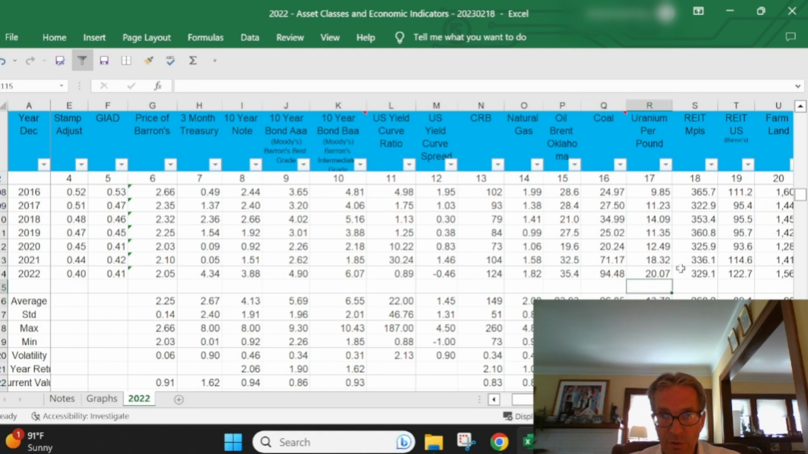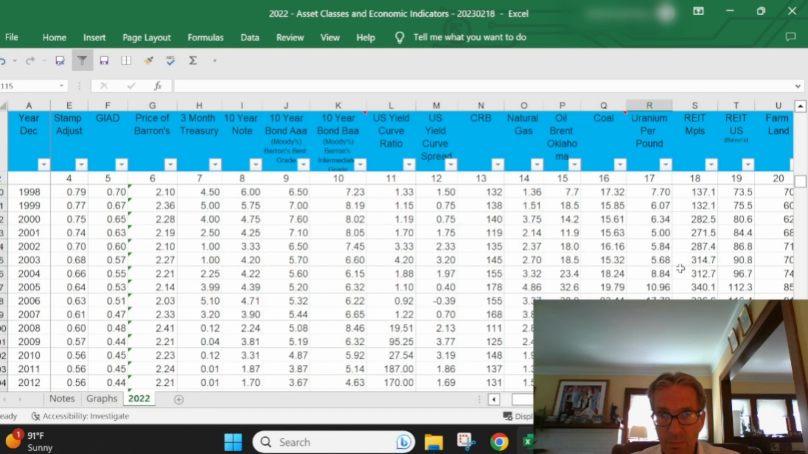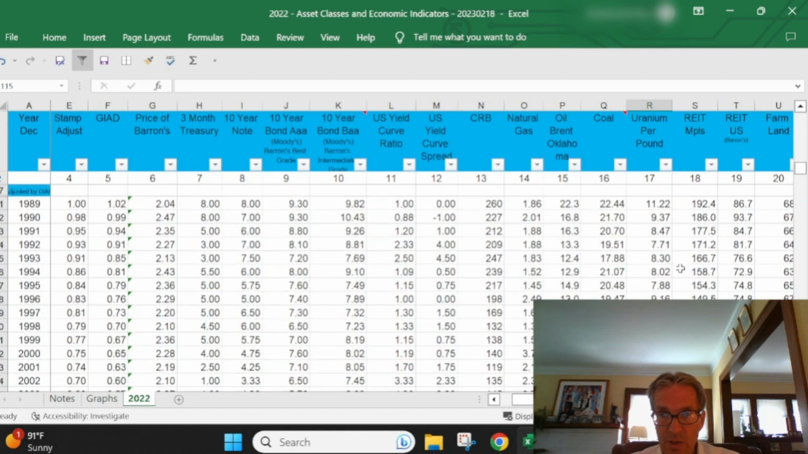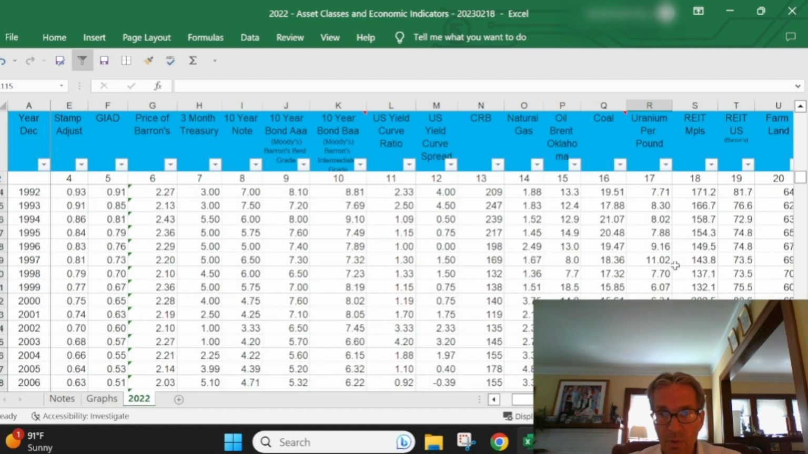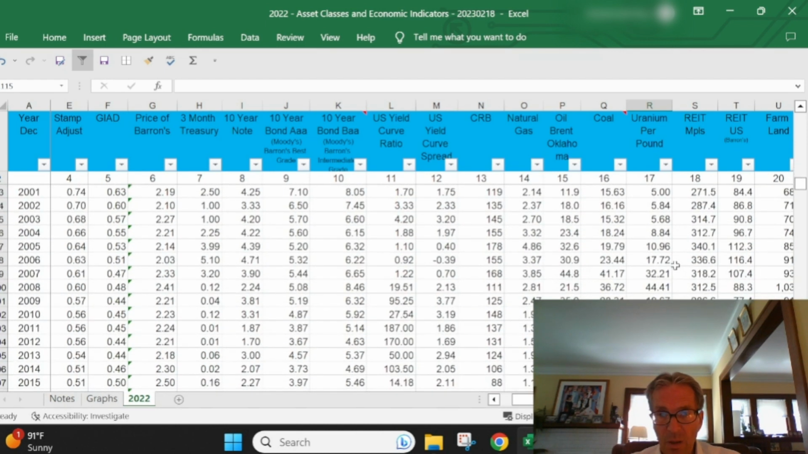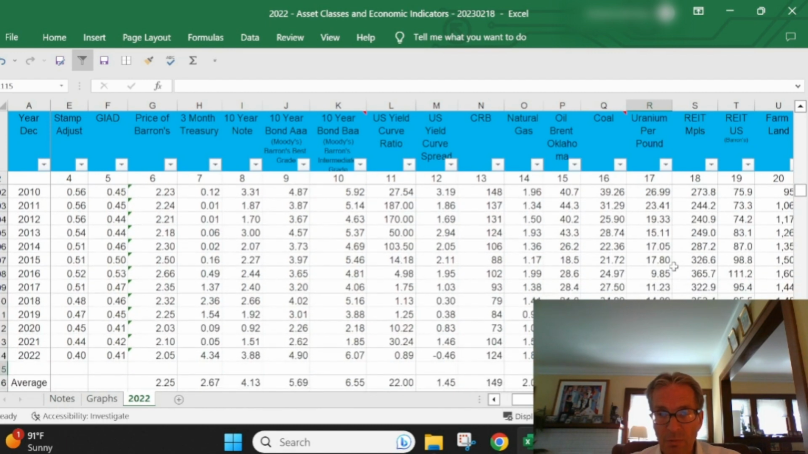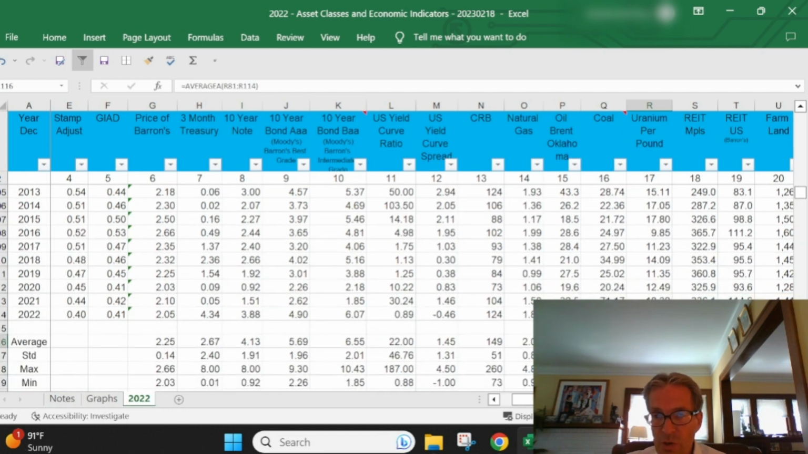Uranium was pretty much left for dead. It had its time of popularity, but recent activity has sparked some more interest. So prices are now way above their average price.